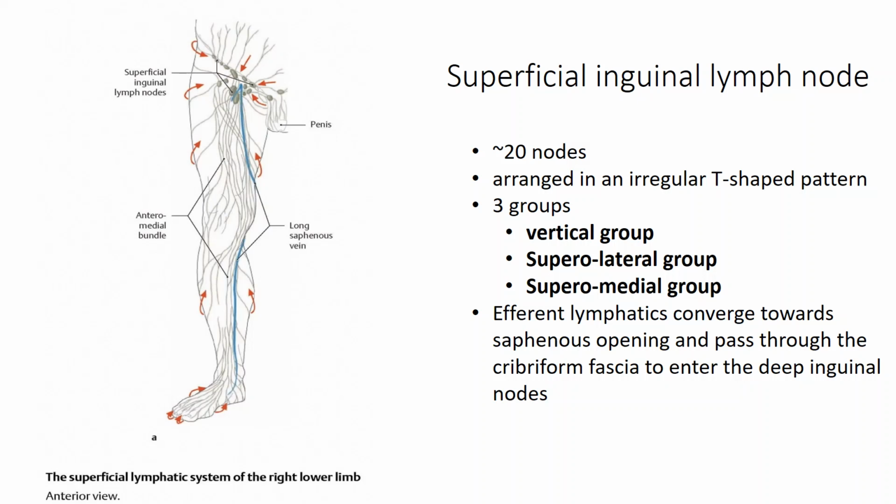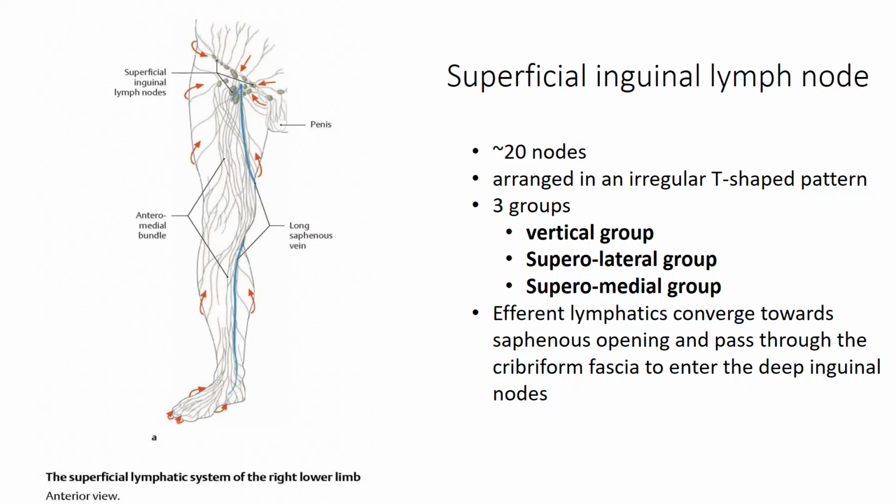Now we have already seen how the fascia is arranged, but there is one thing which is left. It is the superficial inguinal lymph nodes. There are around 20 of them, arranged roughly in an irregular T-shaped fashion. It comprises a vertical group, in relation with the terminal portion of the great saphenous vein, and a horizontal group, which is subdivided into superolateral and superomedial groups.